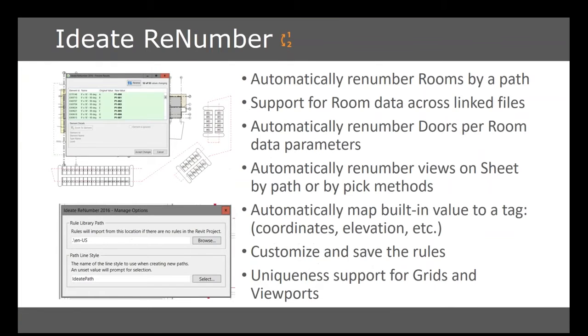All right, and so this is kind of a wordy slide, but it has a lot of information as far as what Ideate ReNumber allows you to do. You can customize the rule, and you can pull data from other parameters, for instance, other text-based parameters, and push that information into maybe mark values or other tag values. And we can pull information across the linked file. You can customize these rules and save them in a centralized location that could be used for multiple projects.